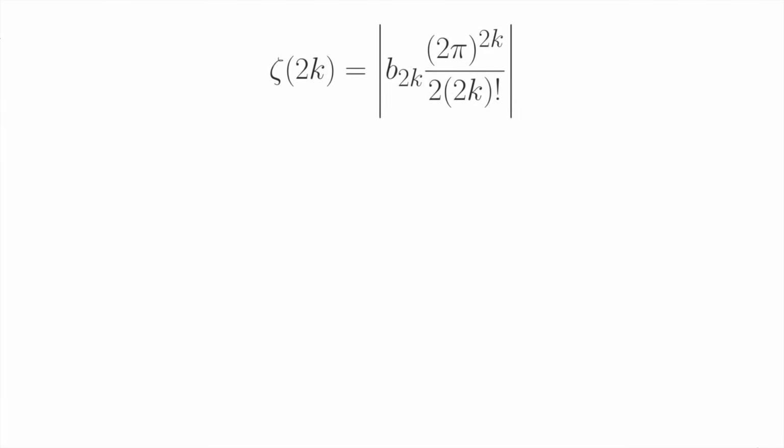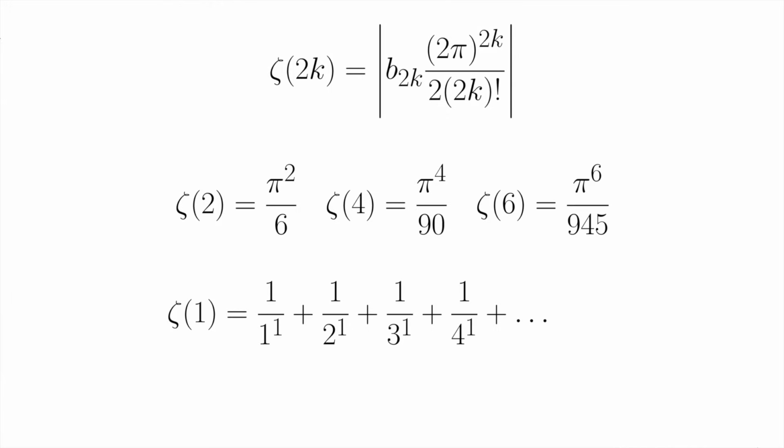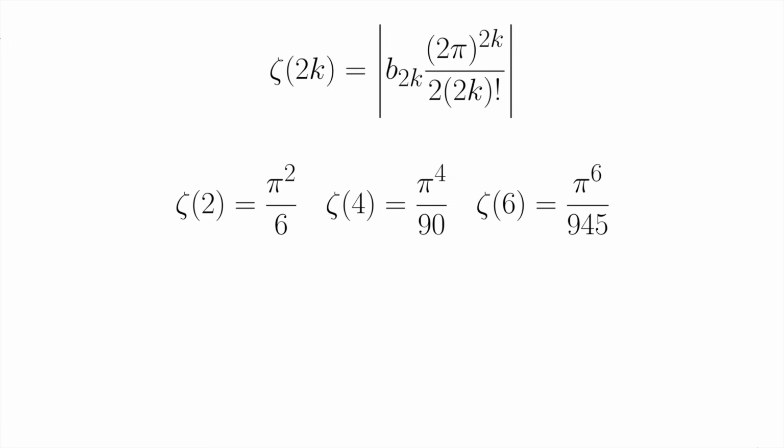Euler's formula allows us to compute zeta of 2, zeta of 4, zeta of 6, and so on. Zeta of 1 corresponds to this series, which is the harmonic series which diverges, so we don't need to think about that. But that leaves the obvious next question. What is zeta of 3?